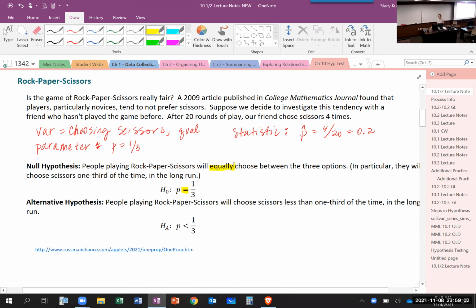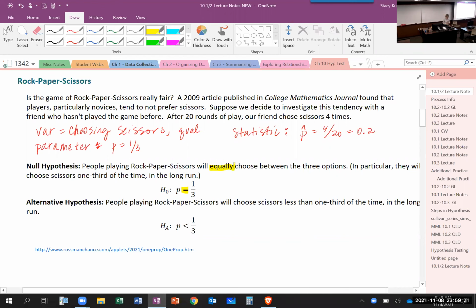And this is what we're assuming true. We know that if we played this game, when we talked about probability back in chapter 5, you have 3 possible outcomes. Then scissors is only one of those possible outcomes, so you would have to have a 1 in 3 chance of choosing scissors in the long run.